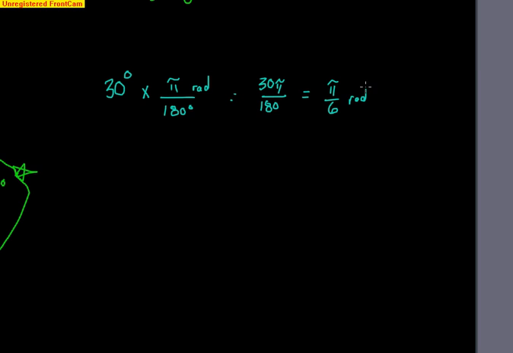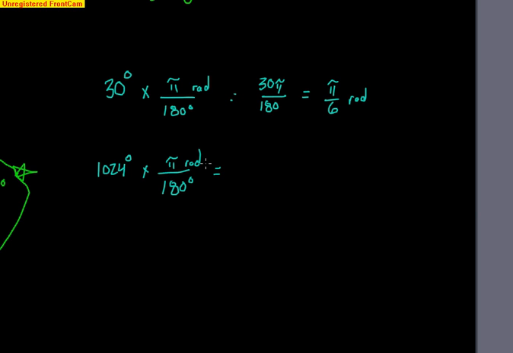You can do a really big angle, like 1024 degrees. All I've got to do is multiply by pi radians over 180 degrees. Why does the degrees go on the bottom? Because I need the degrees to cancel so I can get into radians. If you don't like this method, go back to thinking, what fraction of a circle is that? 1024 divided by 360 times 2 pi. This is the same process though.